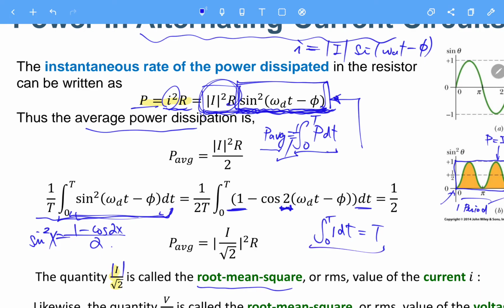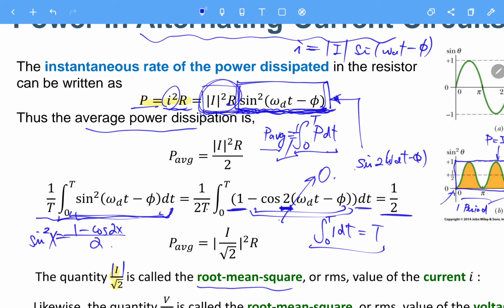So T and T will cancel, which gives you 1/2. And for this one, you integrate a cosine for 2 periods because the frequency is double, so it will give you 0. It just gives you 0. If you don't believe it, you can just try to integrate. The cosine will become sine of 2 omega t minus phi.